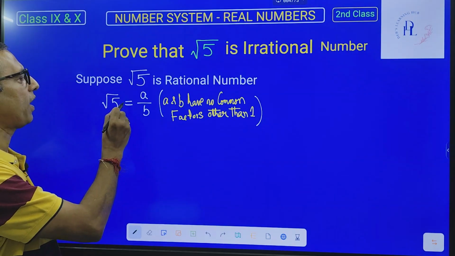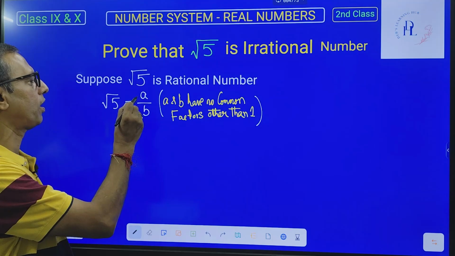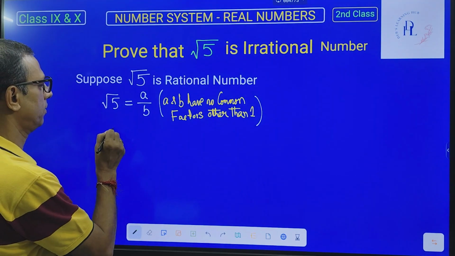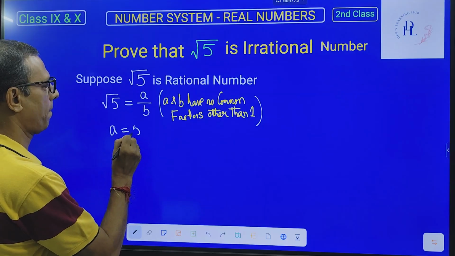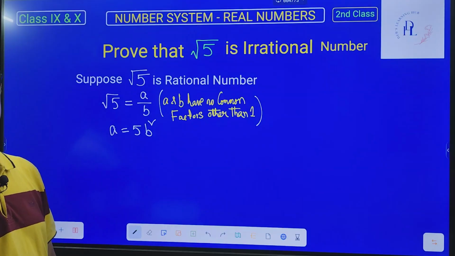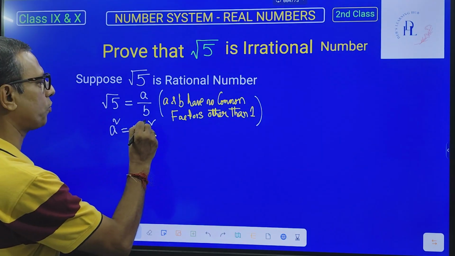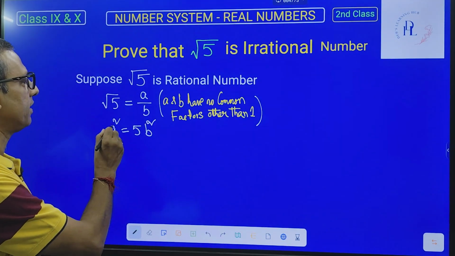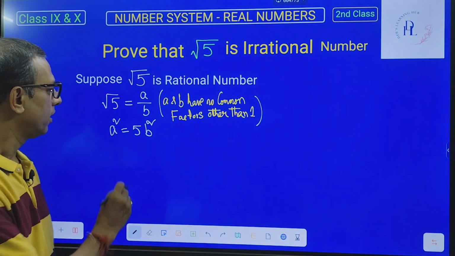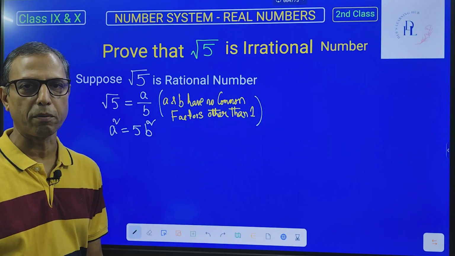So if root 5 equals a by b, and now if we square both sides, that means we can write a square equals 5b square. So a square equals 5b square, that means a square is a multiple of 5. Right? 5 multiplied by b square equals a square. What does that mean?